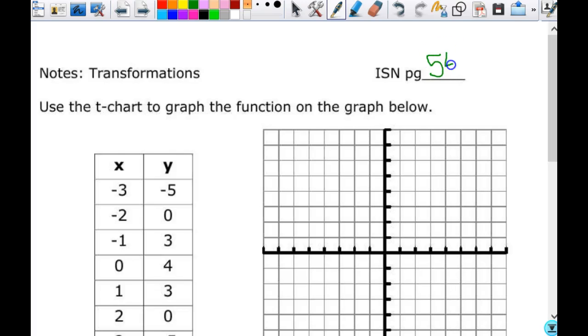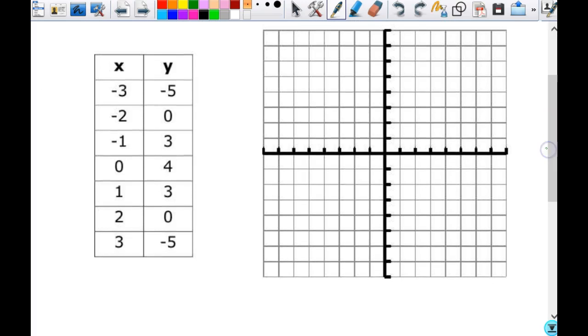So page 54. So we should be able to plot this pretty easily. Let me just get this done. -3, -5, 2, 0. Okay, and then this looks like a what? Or should look like a what? Parabola, okay? But this is the only table of values that we have to connect.